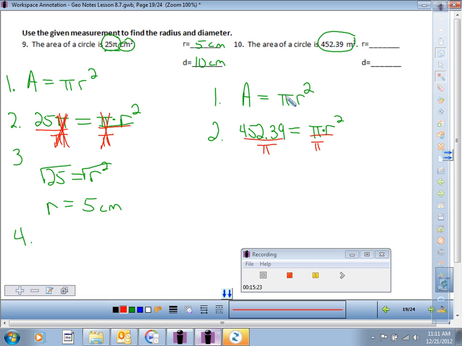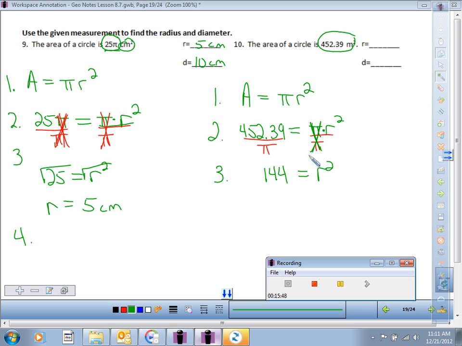So what you need to do here is literally take 452.39 and divide it by pi in your calculator, and you get the number 144.00002. So I'm just going to put that as 144 equals, what's left over here, those pi's cancel out, r squared. Remember, step 3 is simplify and solve. So if we look at this, now we can solve it. We square root. So the radius is the square root of 144, which is 12.